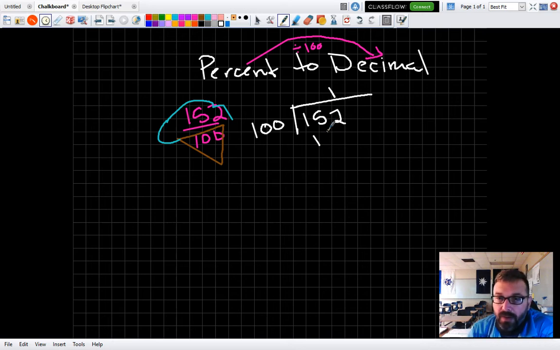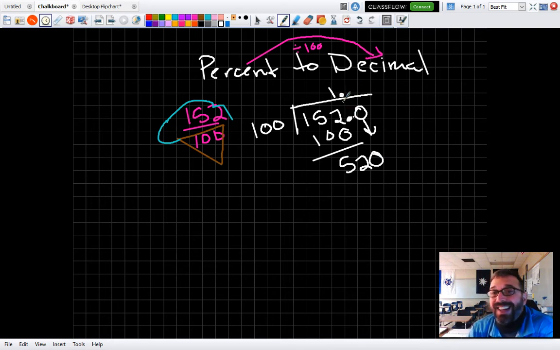100 goes into 152 one time. 1 times 100 is 100. I subtract. I have 52. I am not stuck. I have decimals. I can put a decimal and the invisible zeros that go on forever over here and bring it down. If I put a decimal below the line, I must put a decimal above the line. They must stay in line. Most of the errors I've been seeing is because you put your decimals in the wrong spots. 100 goes into 520 5 times.